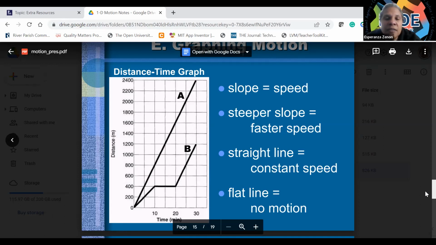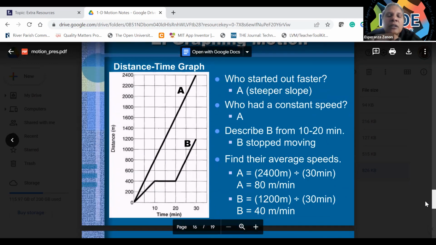So that's the kind of stuff you need to be able to look at a distance time graph and answer and understand and use to help you describe a moving object. So that's what the questions ask about the graph here. Who started out faster? Well, obviously object A, because it had a steeper slope. And who had a constant speed? Object A, because the line is straight. And what happened to B between 10 and 20 minutes? It stopped moving. Why? Because the line went flat.